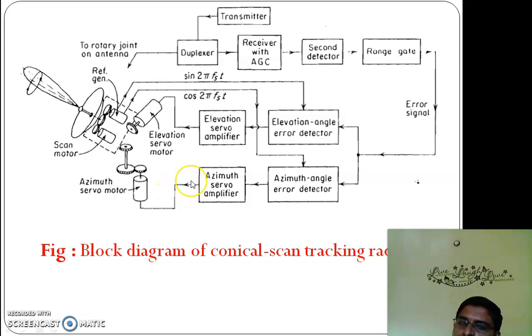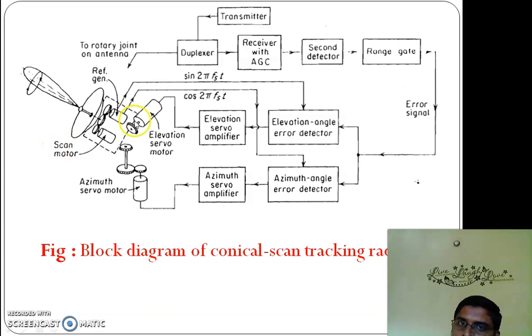Based on the error signals, the servo amplifier amplifies the error signal. These two servo motors are rotated in such a way that the antenna is positioned to make the angular error 0, so that the target lies along the axis of the antenna.